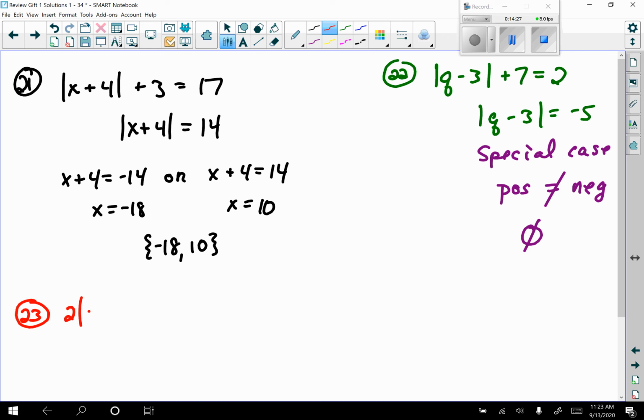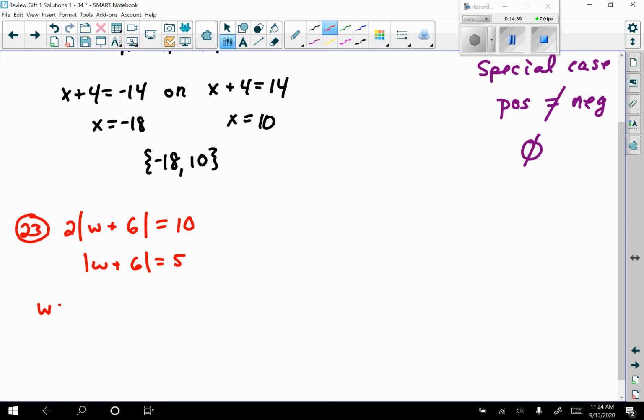23, we have 2 times the absolute value of w plus 6 equals 10. I can't distribute into absolute value, so I start by dividing both sides by 2. Now I can rewrite it. W plus 6 could equal the opposite of 5, or w plus 6 is equal to 5. Subtracting 6 from both sides of this first equation, I'm going to get w equals negative 11. Subtracting 6 here, w equals negative 1.